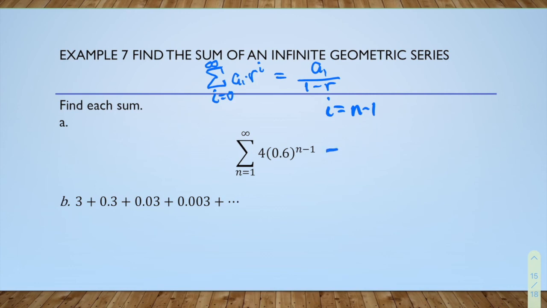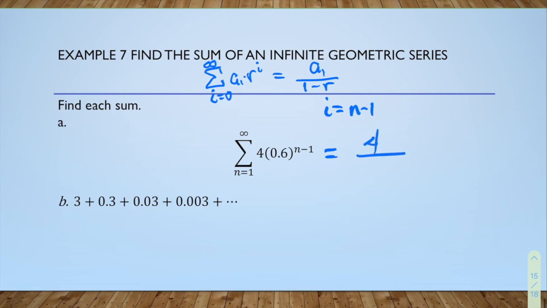And so we could just go like this. We know what a sub 1 is, that's going to be 4. And we know what 1 minus r is, that's 1 minus 0.6. So look at what this becomes. 4 divided by 0.4. And that's equal to 10.